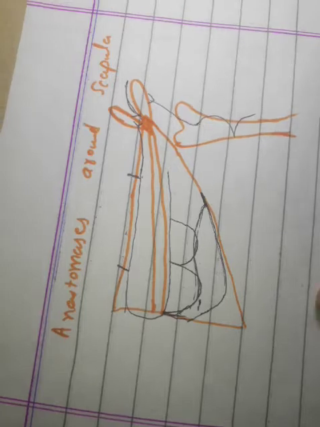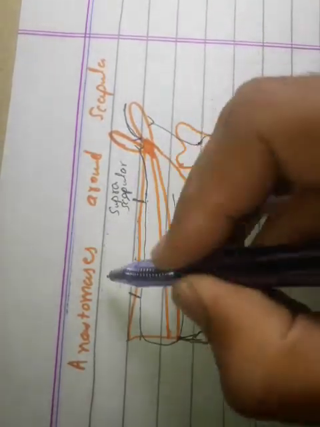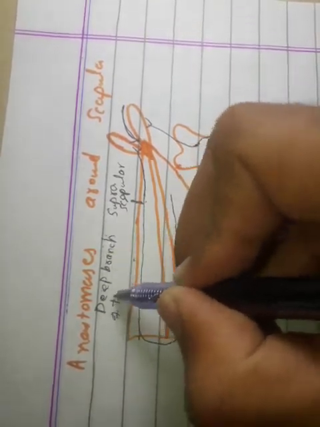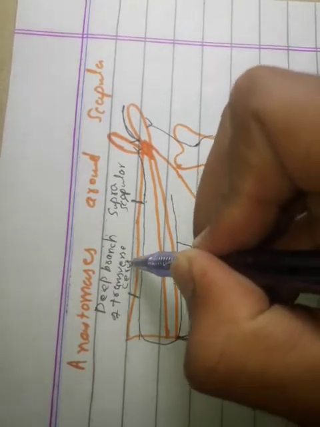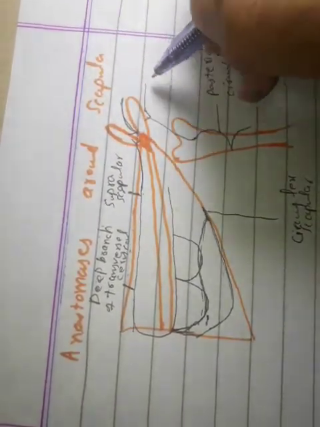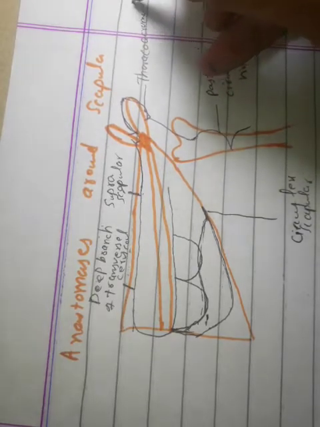Okay, so if we label it, this is suprascapular artery, this is deep branch of transverse cervical, this is circumflex scapular, this is posterior circumflex humeral artery, and all this is thoracoacromial artery. This is again the suprascapular artery.